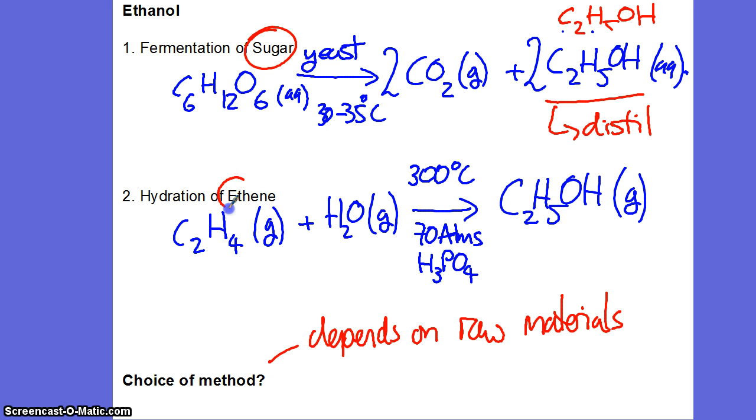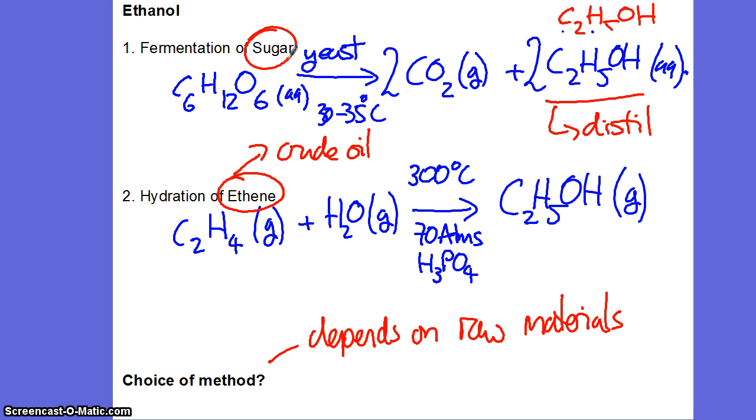Now, the second process uses ethene, but you have to consider where the ethene has come from, and the raw material of ethene is actually crude oil. So this second process is very suitable for countries which have a large supply of crude oil. So talk about the availability of the raw materials. You may also talk about, for the first process, the availability of land. If you're going to produce a large amount of ethanol, you need a large amount of sugar, so you need a large amount of land.